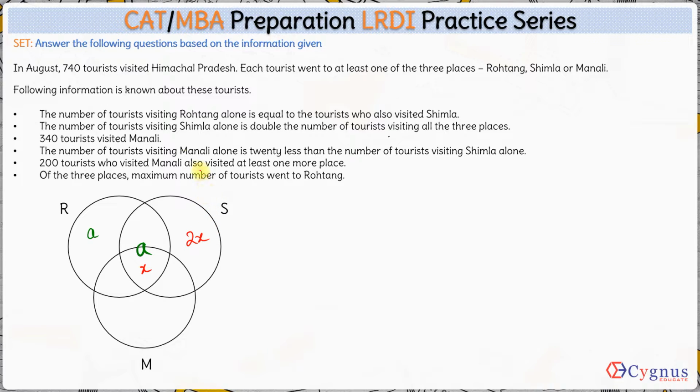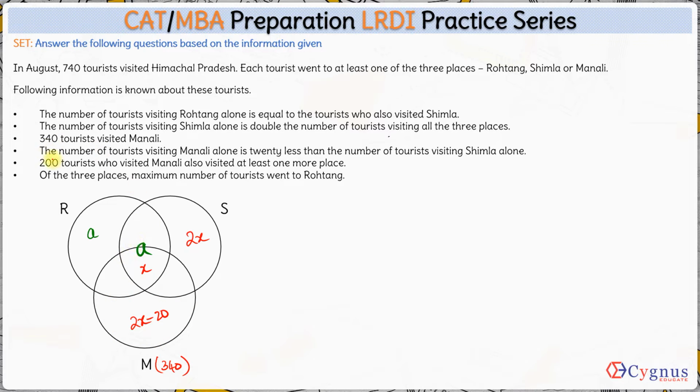Next, 340 tourists visited Manali. So the number of people who have visited Manali is 340. That means the value of this whole circle will be 340. Next point is the number of tourists visiting Manali alone is 20 less than the number of tourists visiting Shimla alone. So the number of people visiting only Manali will be 2x minus 20. 2x people are visiting only Shimla, so only Manali will be 2x minus 20 here.